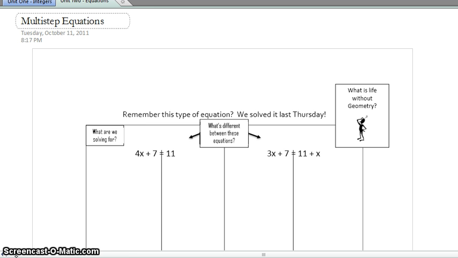First, let's start with our silly joke. What is life without geometry? This is a bad one. Sorry, it is pointless. Geometry has points. Pointless. Geometry.